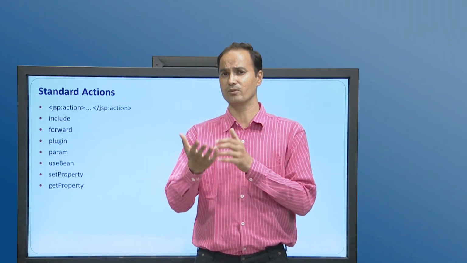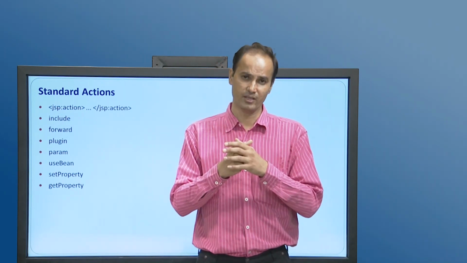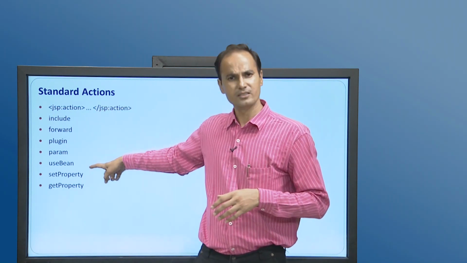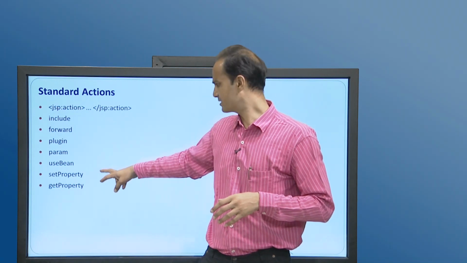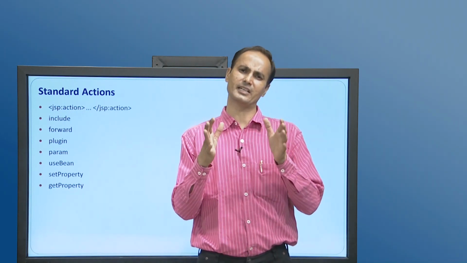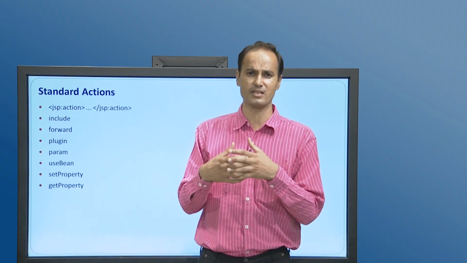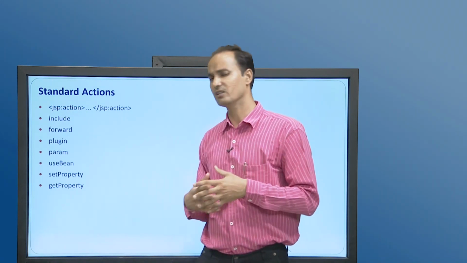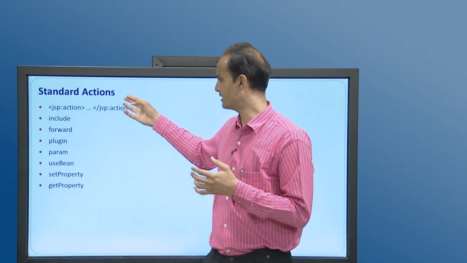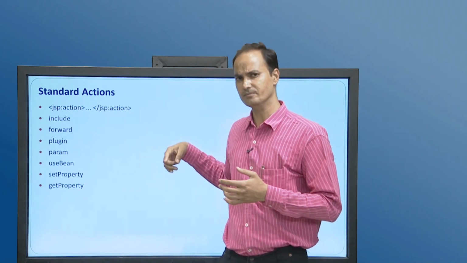The standard actions help us perform dynamic functionality in our JSP page. If you want to manipulate a bean, there is a standard action named jsp:useBean. Under useBean there are two sub-tags, setProperty and getProperty, as we know that every bean has a getter and a setter. Apart from that, the other standard actions are include, forward, plugin, and param.